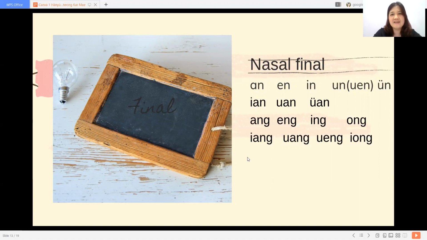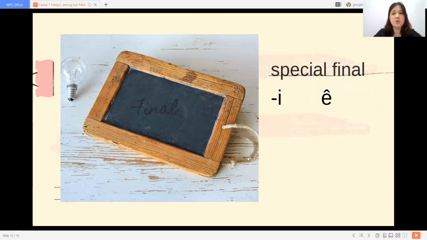Let's go through this again. An, in, wen, yun, yan, wan, yuan, ang, ing, ong, yang, wang, weng, yong.